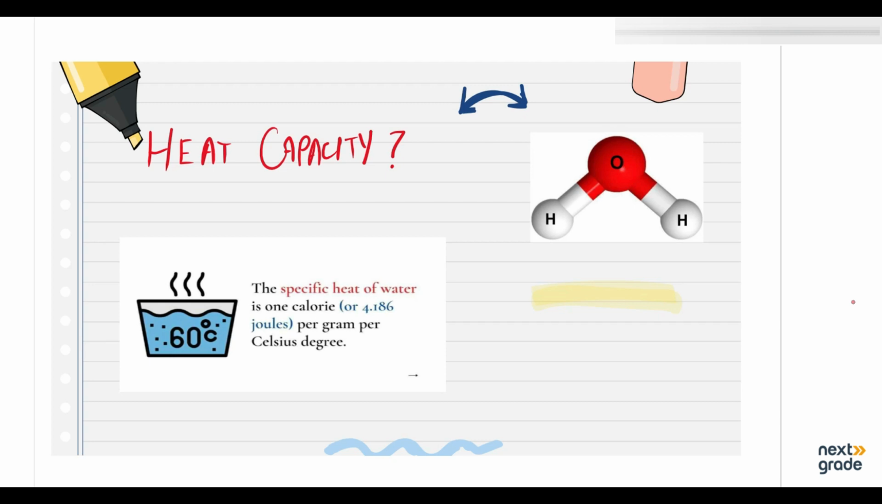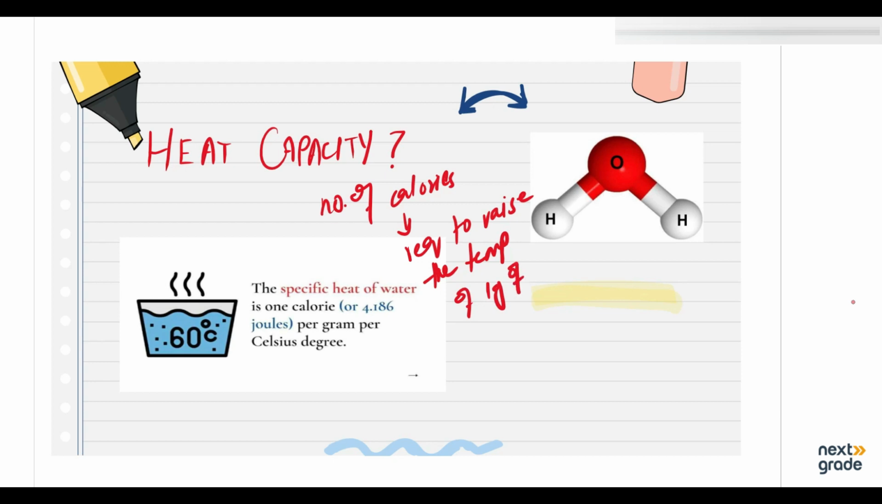Like what is heat capacity? Heat capacity is basically the number of calories required to raise the temperature of 1 gram of water from 15 to 16 degrees. What is it? It is 1.0, right? So this is basically the heat capacity of water, right?